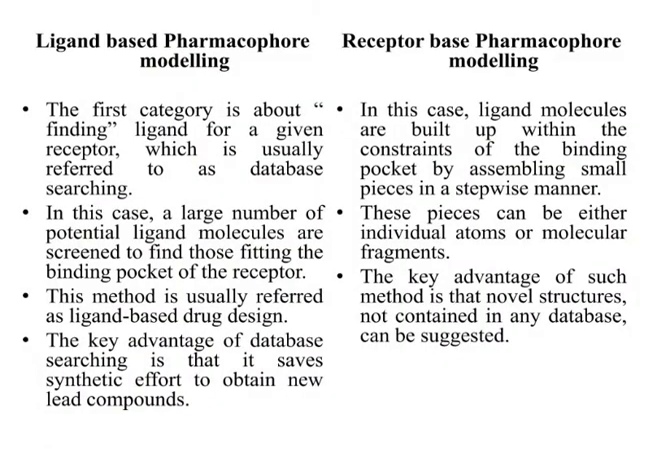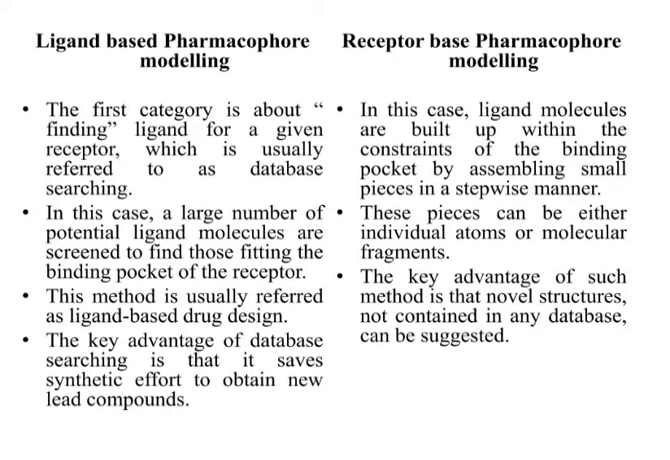Now, ligand-based pharmacophore modeling and receptor-based pharmacophore modeling. The first category is about finding a ligand for a given receptor, which is usually referred to as database searching. In this case, a large number of potential ligand molecules are screened to find those fitting the binding pocket of the receptor. This method is usually referred to as ligand-based drug design. And the key advantage of database searching is that it saves synthetic effort to obtain new lead compounds.